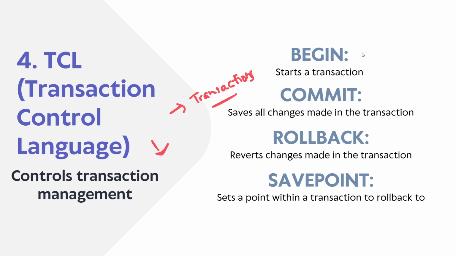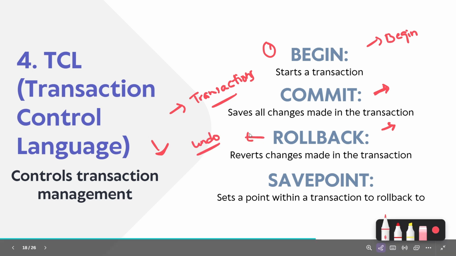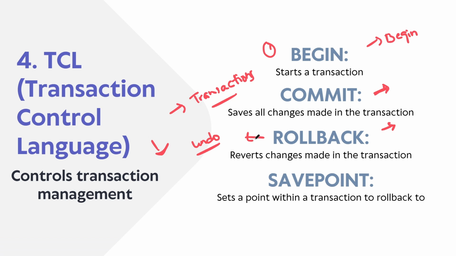Now, let's start with the first one. The first one is begin. If you want to start a transaction, you will use begin. Once you are sure that everything is good, you can use commit to make the changes permanent. Rollback. What is the use of rollback? Oops, I made a mistake. Now what should I do? This is simply like undoing a transaction. Rollback means nothing but undoing a transaction.